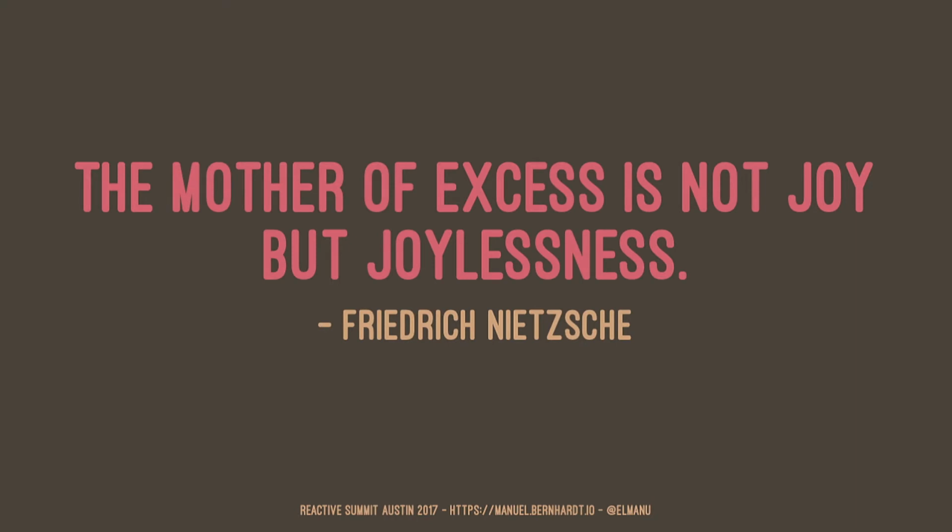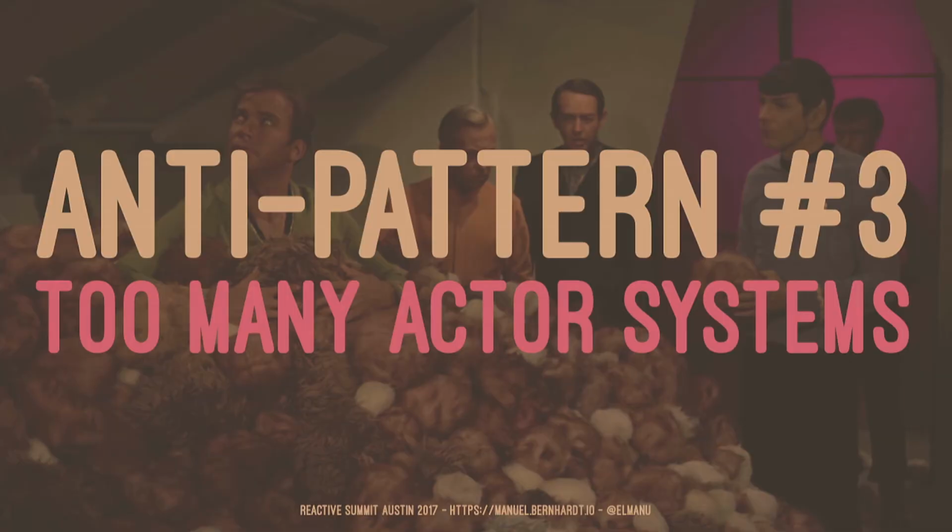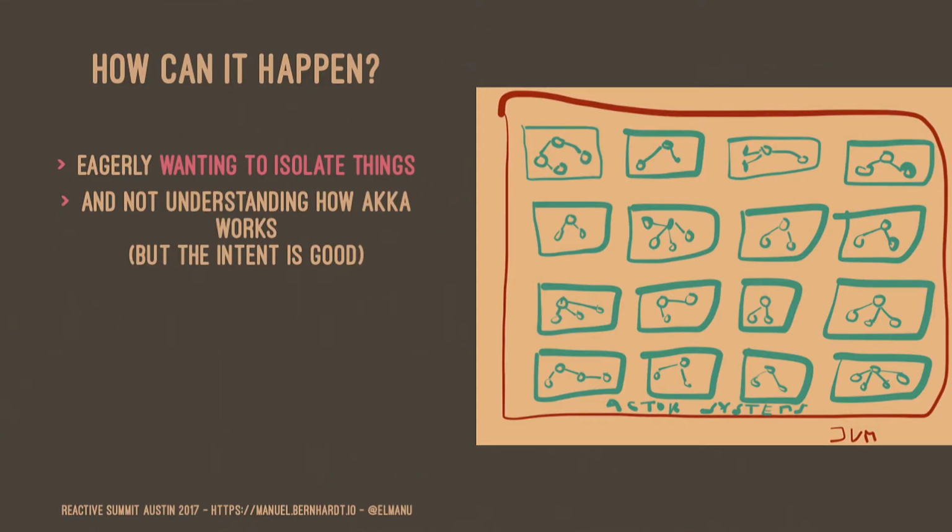Third anti-pattern: the mother of excess is not joy, but joylessness, from Friedrich Nietzsche. That's anti-pattern number 3: too many actor systems. Granted, I haven't seen this one very often, but I've seen it a few times too many, so it's on the slide deck as well. The most extreme case I've seen is one JVM with 140 actor systems. A lot of memory, but 140 actor systems.